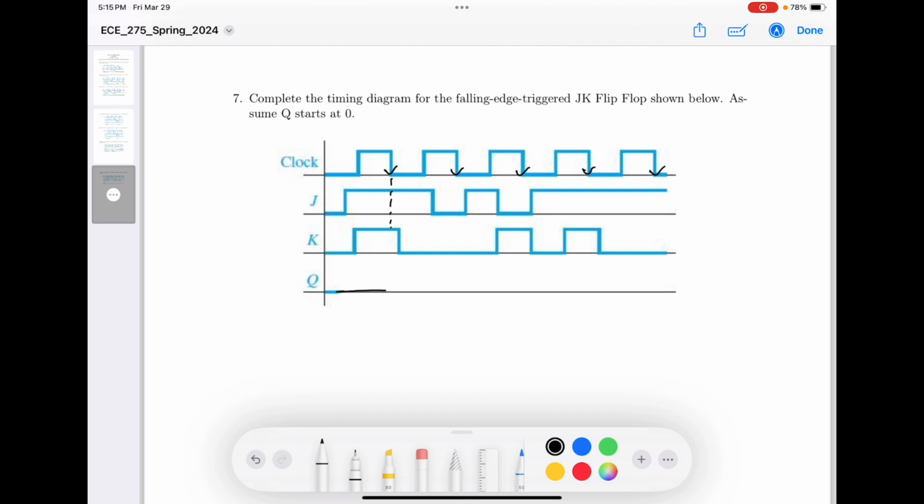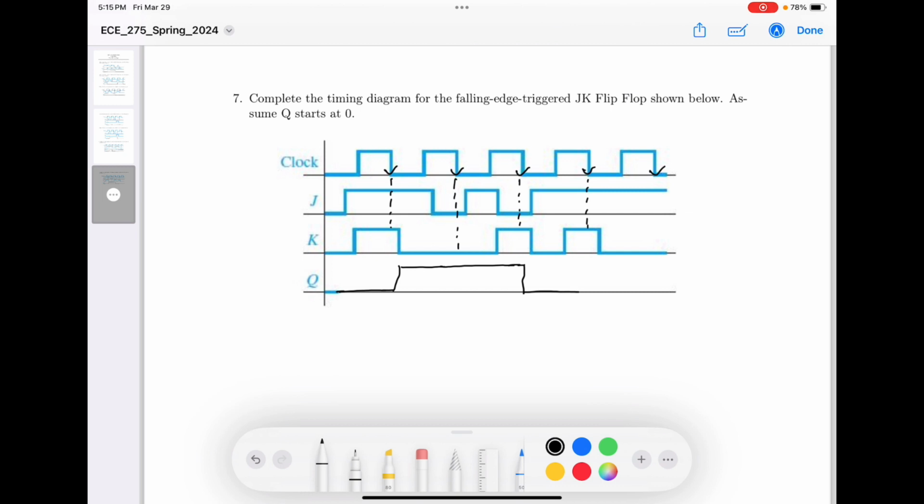So at this falling edge, J is 1 and K is 1. So that's the toggle operation. Therefore, after a slight delay, it's going to go to 1. At the next falling edge, J is 0, K is 0. That's the hold operation. So continue to hold the value. At the next falling edge, J is 0, K is 1. That's the reset operation. So Q goes to 0 after a slight delay.